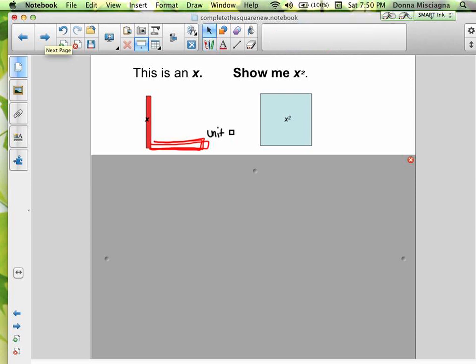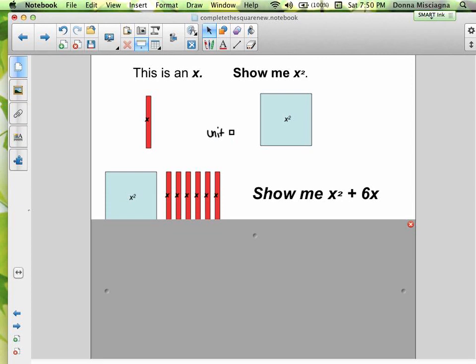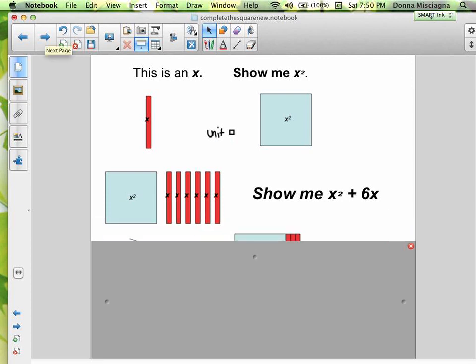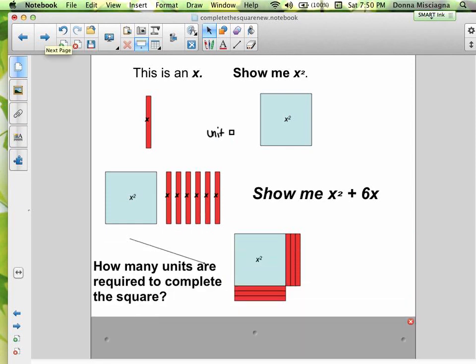Let me get rid of this. And then we have our little unit, which will come up in our discussion here. This would be x squared plus 6x. We have 1 x squared, and we have 6 of those x's. All right, we're going to arrange them to create a square.